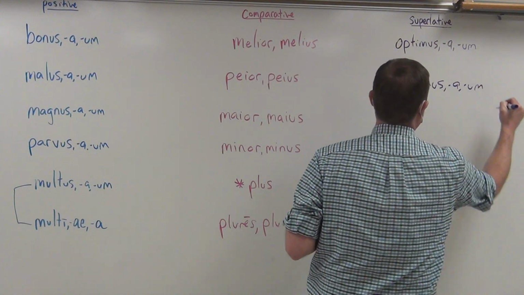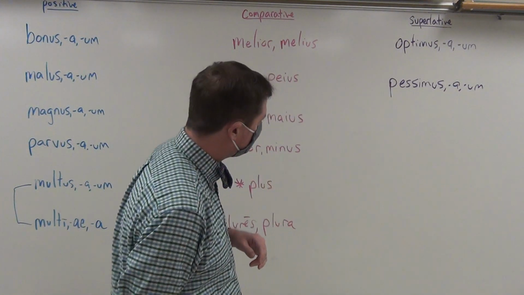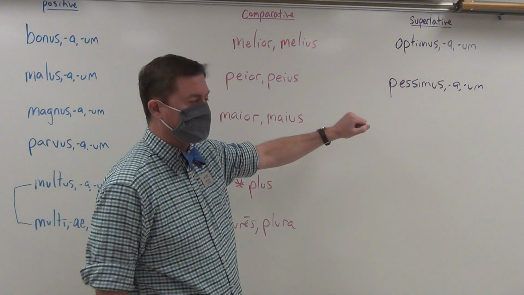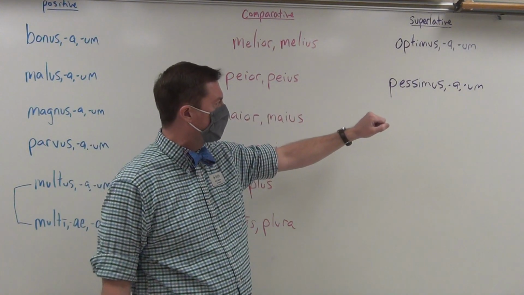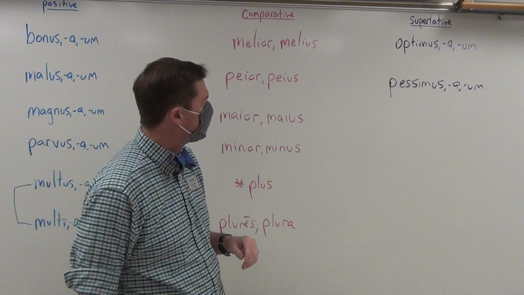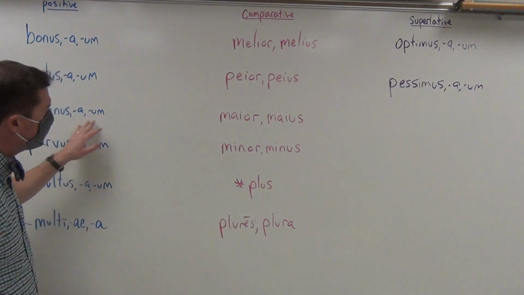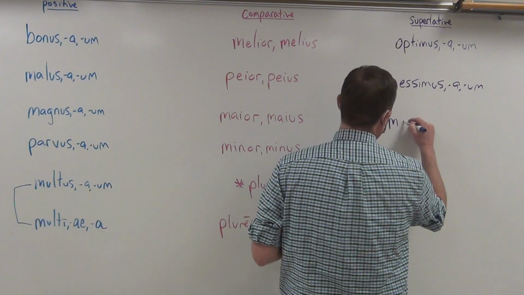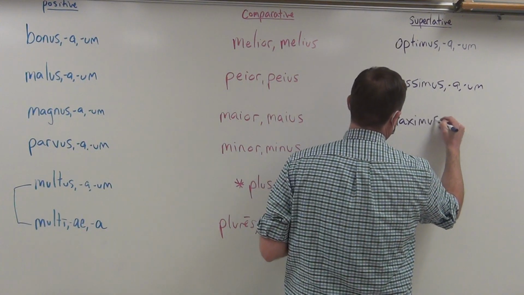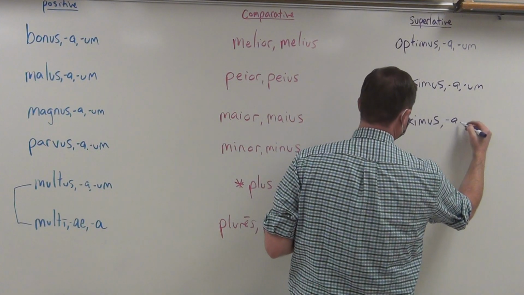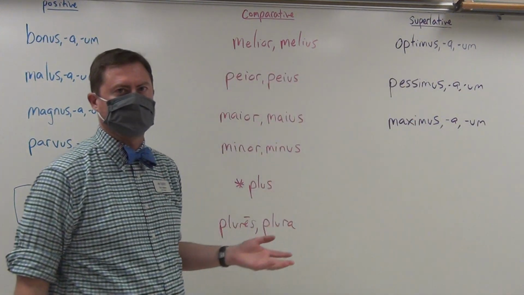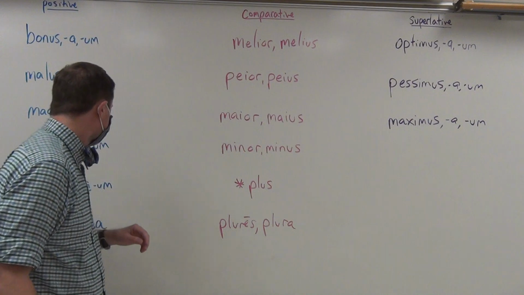pessimus. So it is where we get the word pessimistic or pessimist and those sorts of things. The worst is pessimus. Big, bigger, and then biggest or largest is going to be maximus, maxima, maximum. That's of course where we get the word maximum, largest as it were.